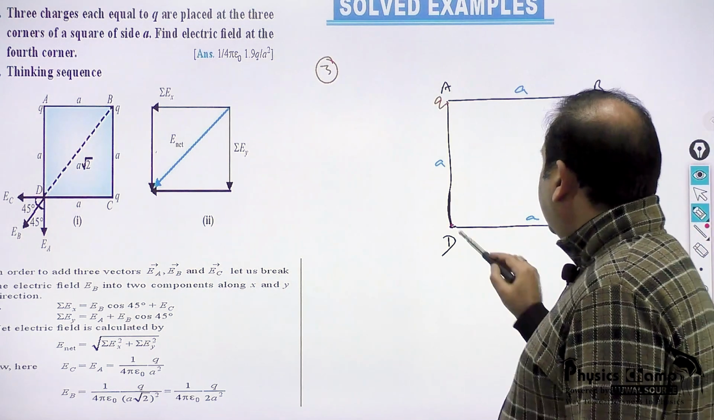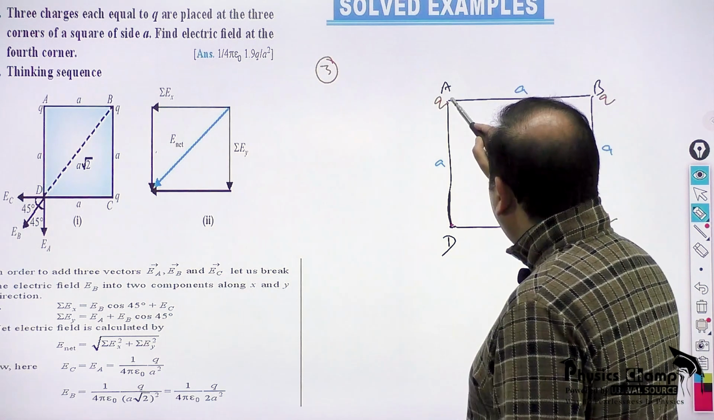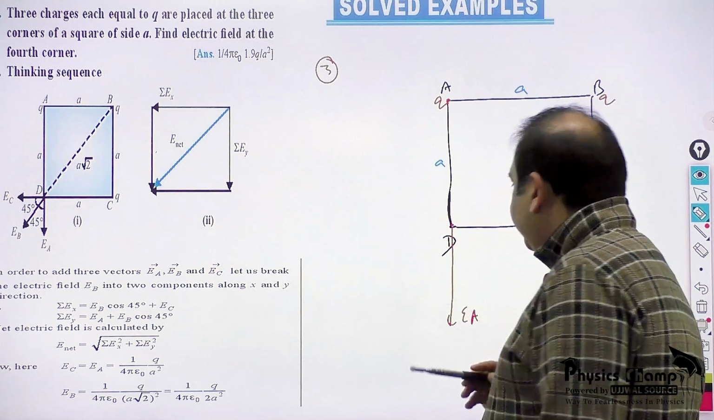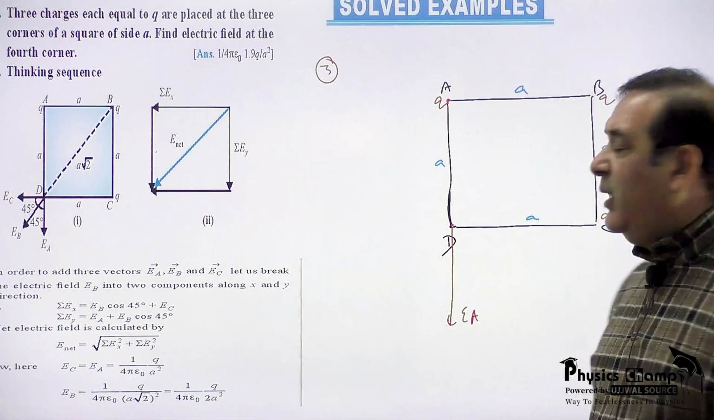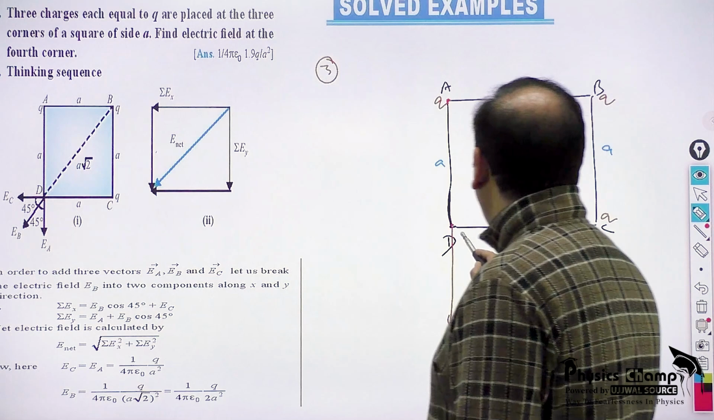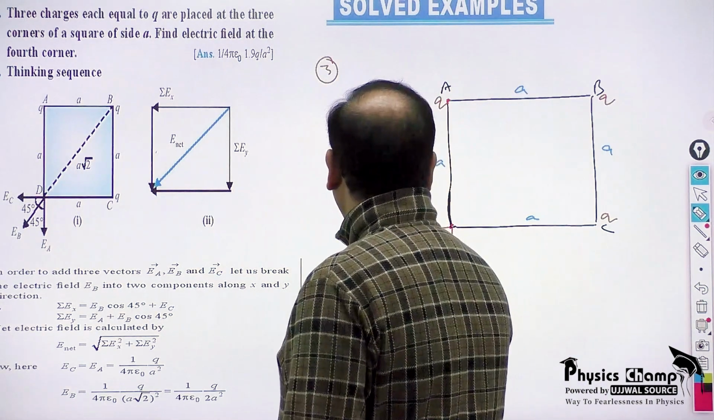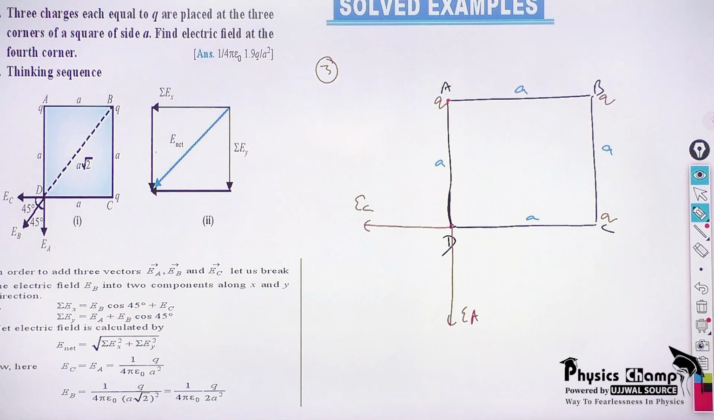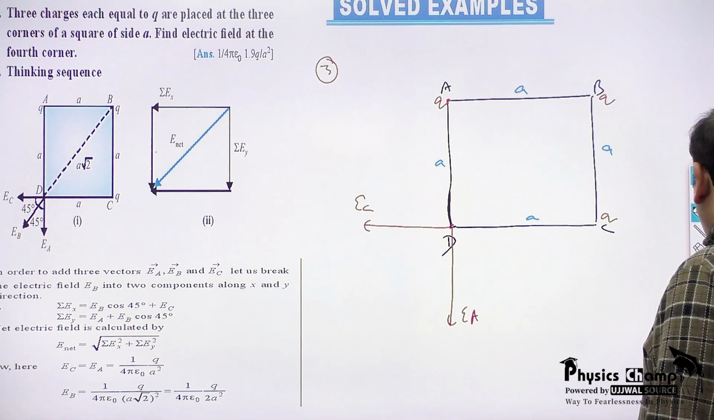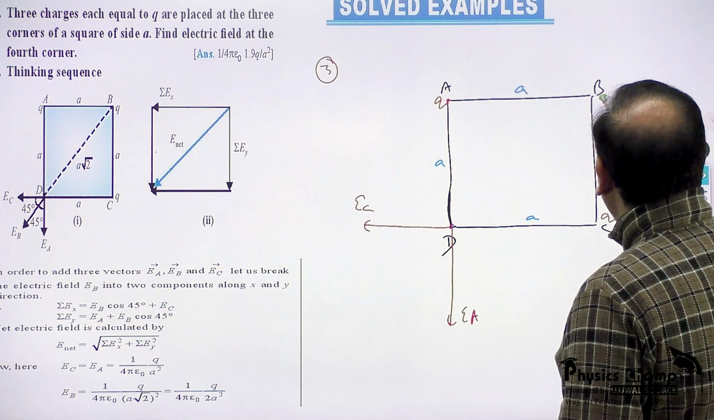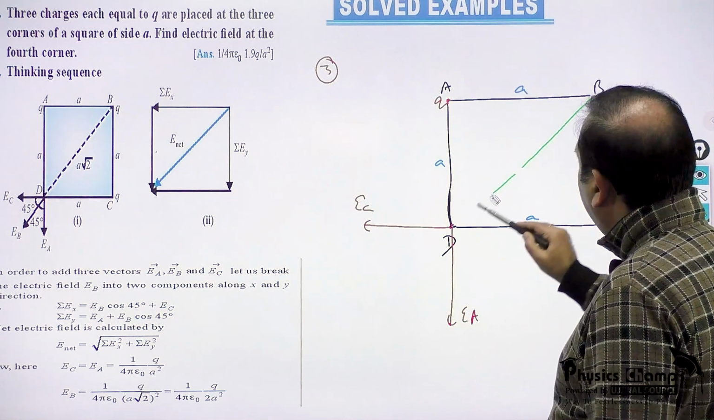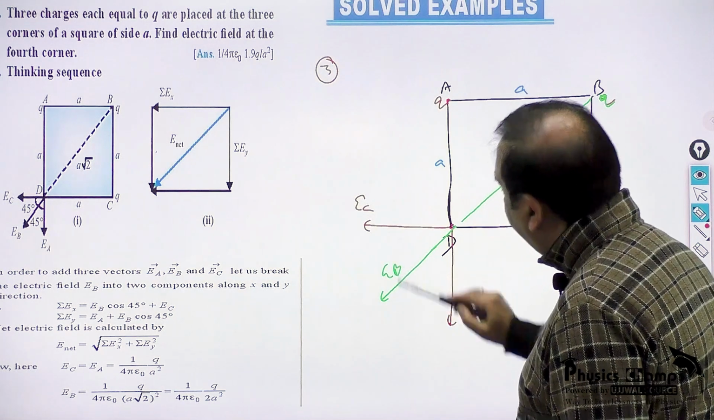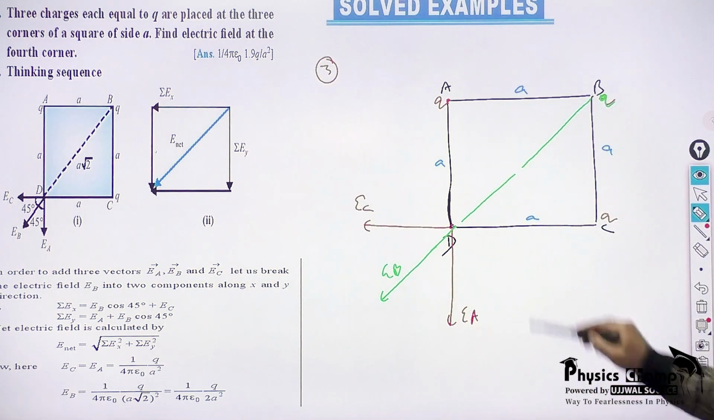So if you are looking for the electric field at D, we can say there will be one electric field at D due to A, EA. There will be one electric field at D due to C. This is EC. And there will be one electric field at D due to B. This is EB at 45 degree.